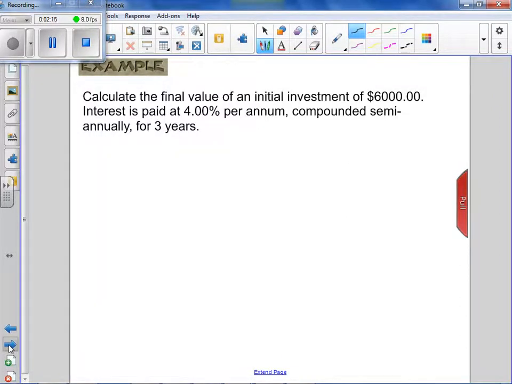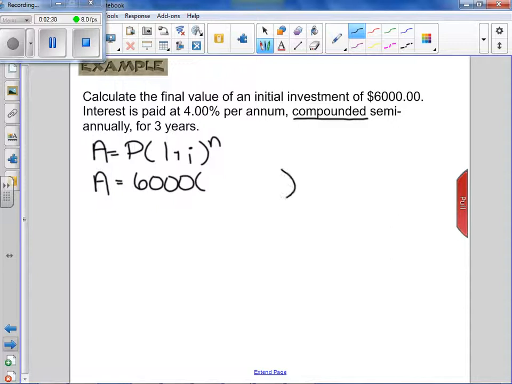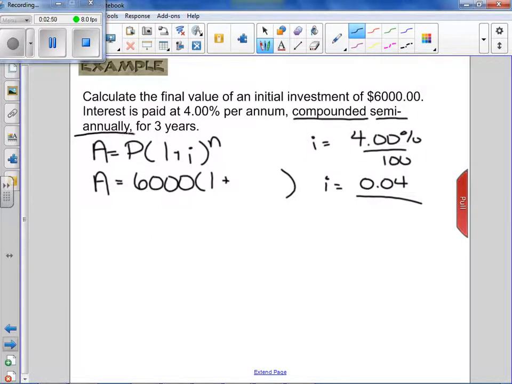Example 2. It's another compounded question, so I know I need to use this formula. I am investing $6,000. Now I need to find i. So I take my rate, which was 4.00%, divide that by 100. Now it is compounded semi-annually. Semi-annually means twice a year. So when I divide that, I get an i value of 0.02.